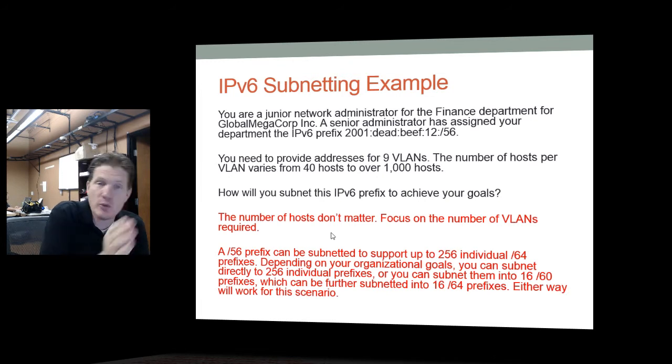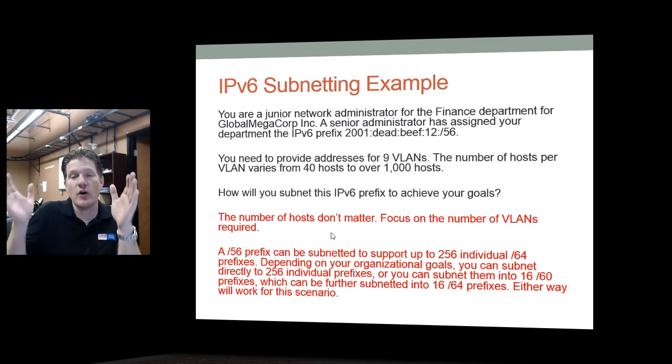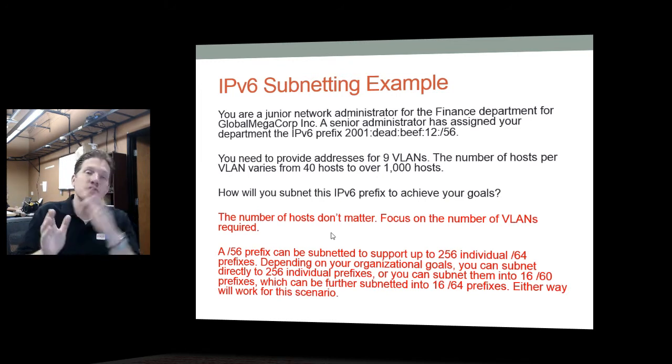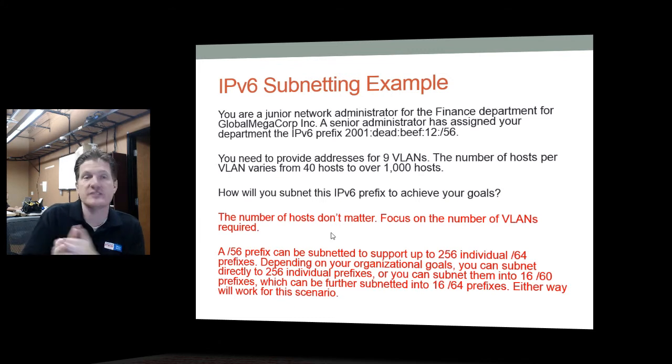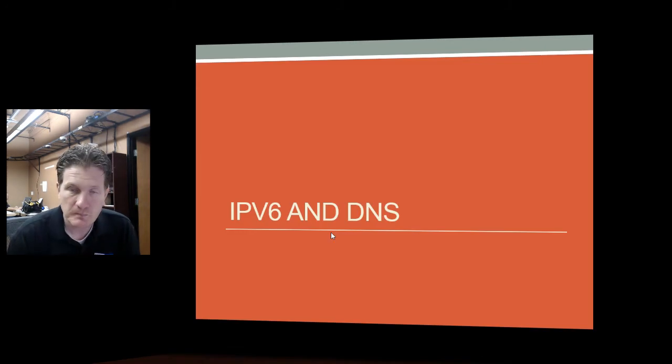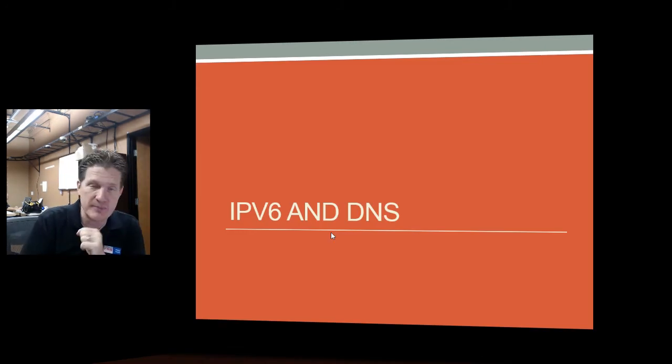/60s and then subnet them into a bunch of /64s if you want to. Either one will work. I've decided to go from a /56 straight to a /64. I could have gone from a /56 to a /60 and then taken each one of those /60s and broken them down into /64s. Either one would work. Let's go with the first one. All right, so that's how you do your subnetting.